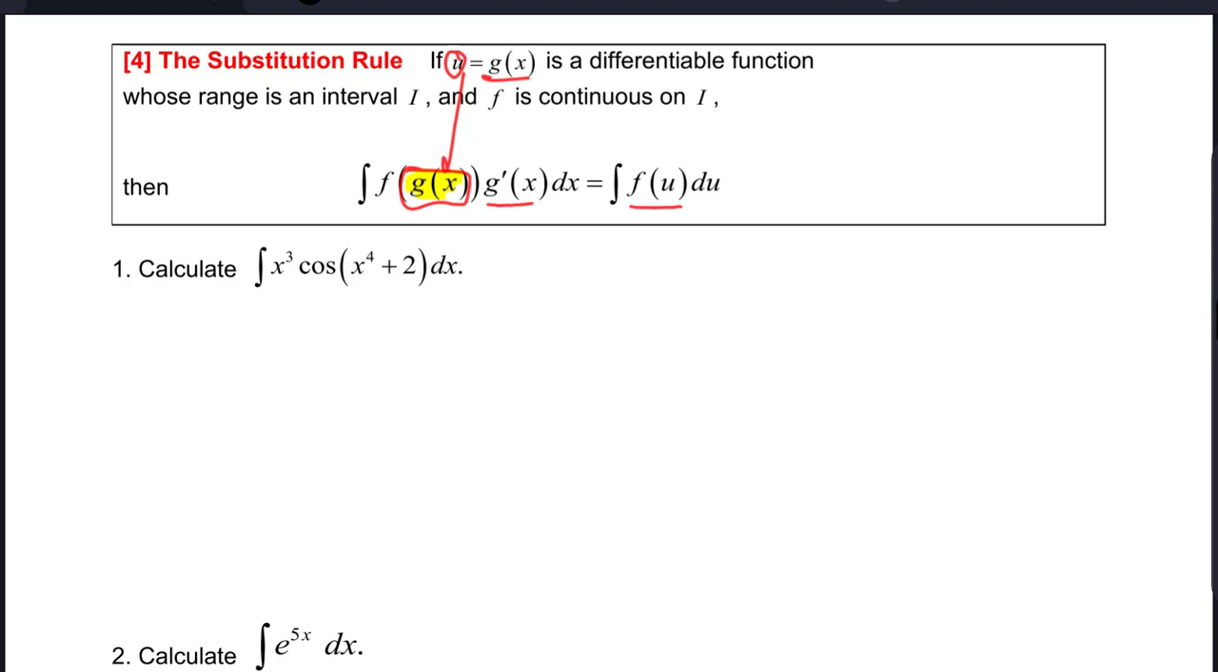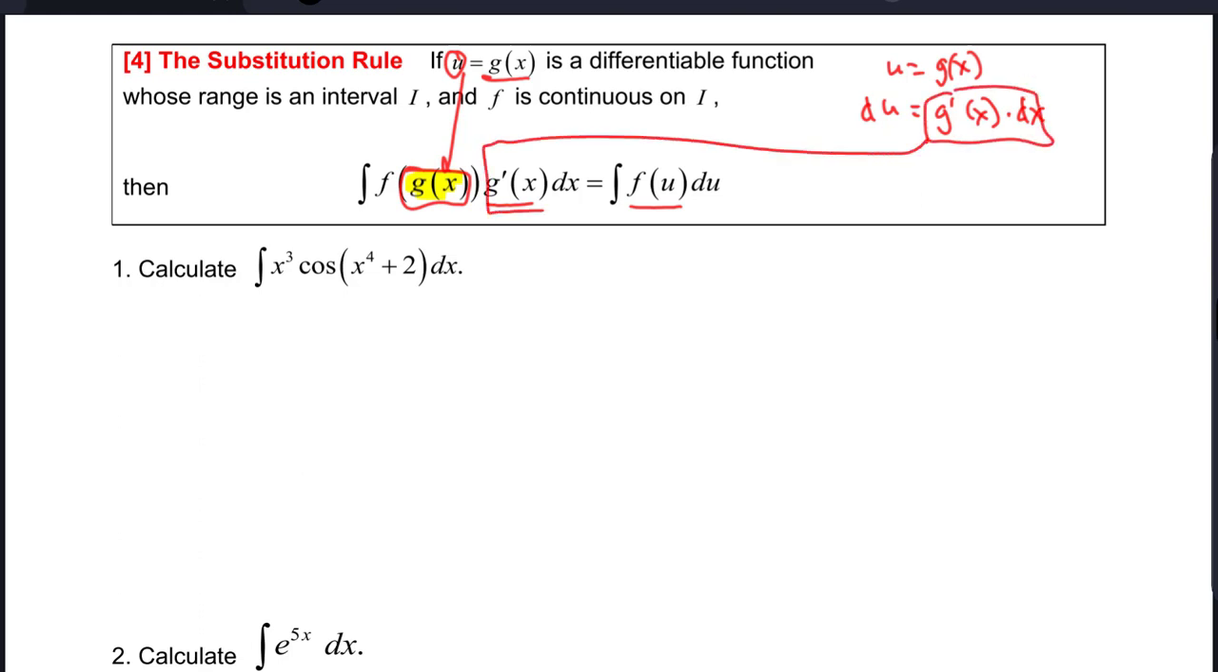So what is du? Du is the differential if we have u equal g of x. How do we differentiate that? That's the chain rule. We're going to get du equals g prime of x, and then we're going to take the derivative of x, which is dx. That's the chain rule idea, and that replaces this part over here. And we can substitute out those extra x's and dx's, and we get an easy integral of f of u du.